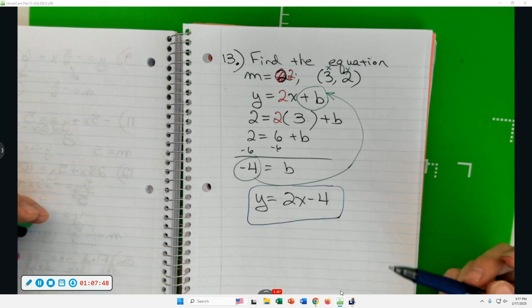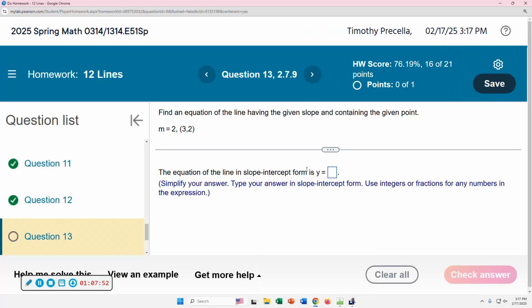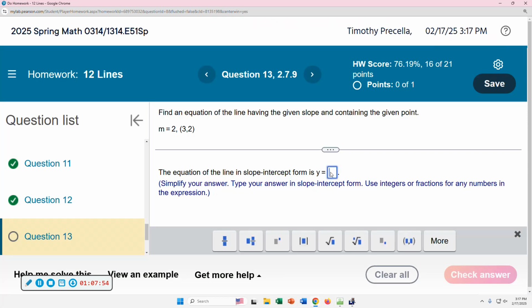So look at that. Wow, we are sort of going backwards. We now have the equation. Y equals, and I can't remember what that equation was. 2x minus 4.